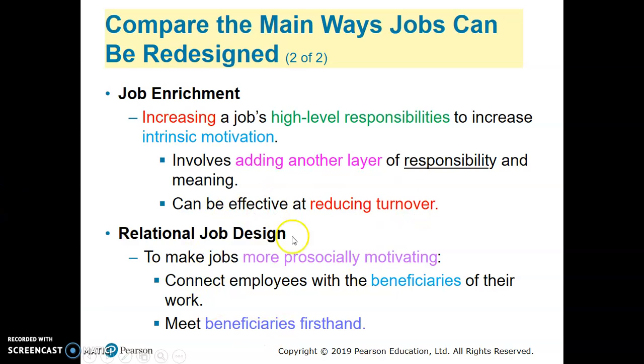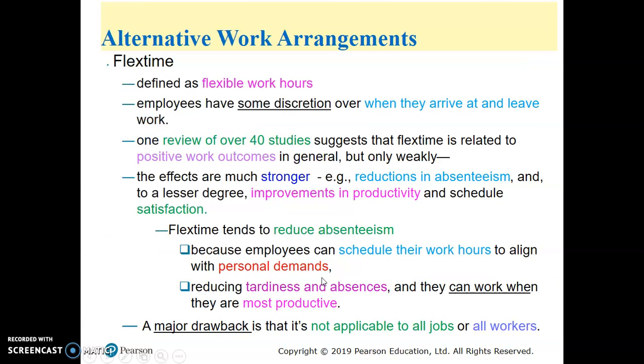Another thing that can improve the motivation of employees is relational job design. Normally, it makes the job more motivating in a pro-social way. For example, connecting employees with the beneficiaries, that means with someone who gets benefits from what the employee is doing. So by meeting beneficiaries firsthand, it will motivate employees more to put in more effort.